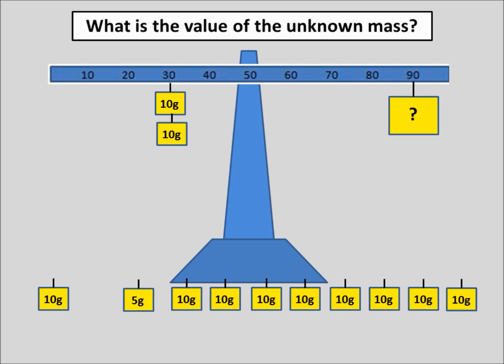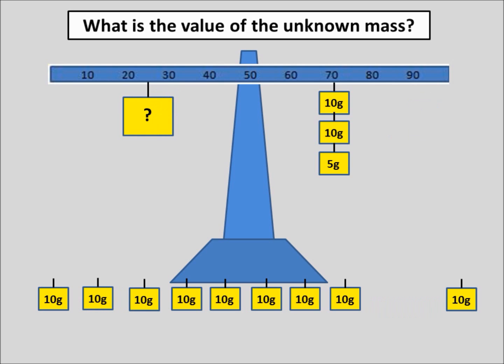The mass on the right would have to be 10 grams. What is the value of the unknown mass on the left? Notice the mass is hanging halfway between the 20 and 30 mark on the fulcrum. The mass on the left would be 20 grams.